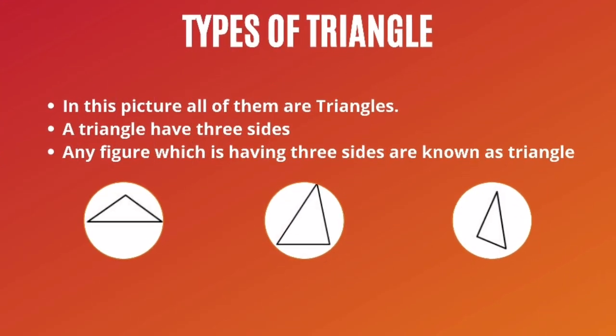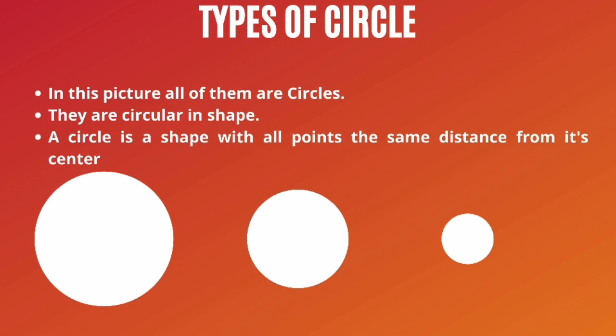Now see this picture. These are different types of triangle. Now what is a triangle? Any figure which has three sides is known as a triangle. In this picture, these are different types of circle. What is a circle? A circle is a shape with all points the same distance from its center.